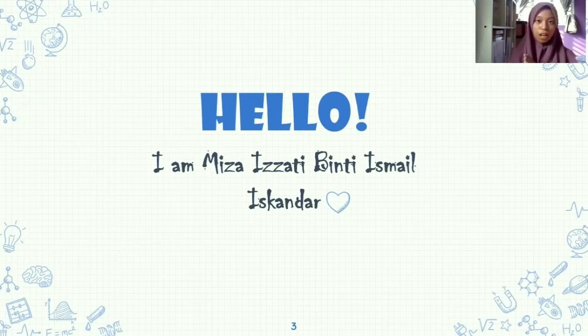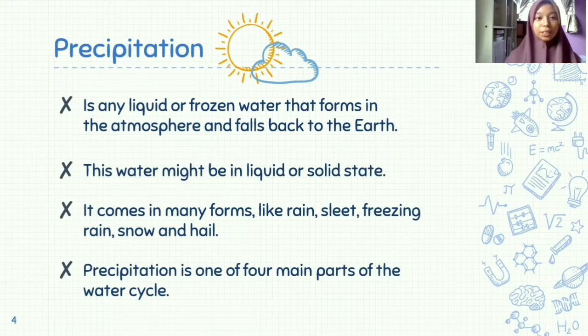So first of all, I will present about water cycle and water process, but more to surface. The first one is precipitation. Precipitation can be defined as any liquid or frozen water that forms in the atmosphere and falls back to the earth. This water might be in a liquid or a solid state. It comes in many forms like rain, sleet, freezing rain, snow, and hail. Precipitation is one of the 4 parts of the water cycle.